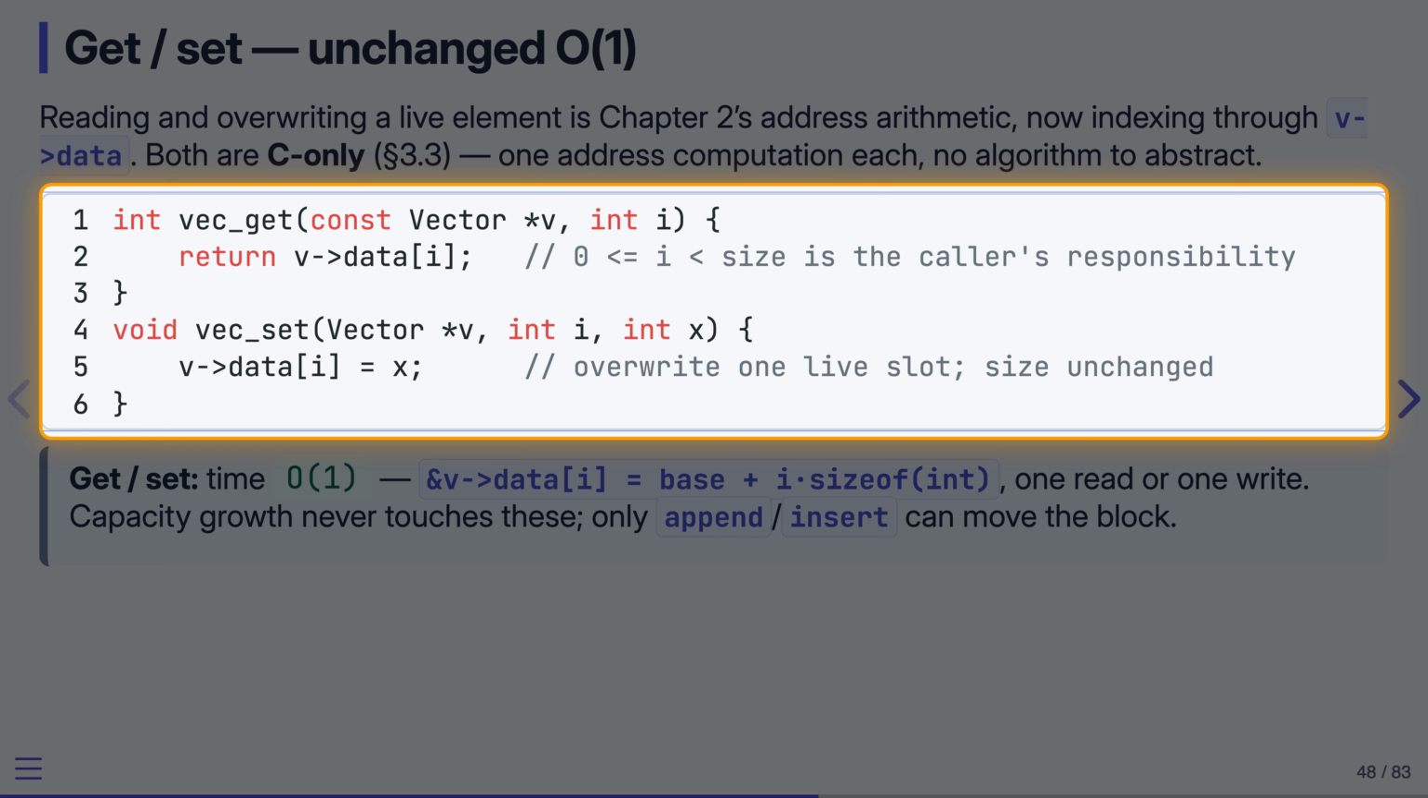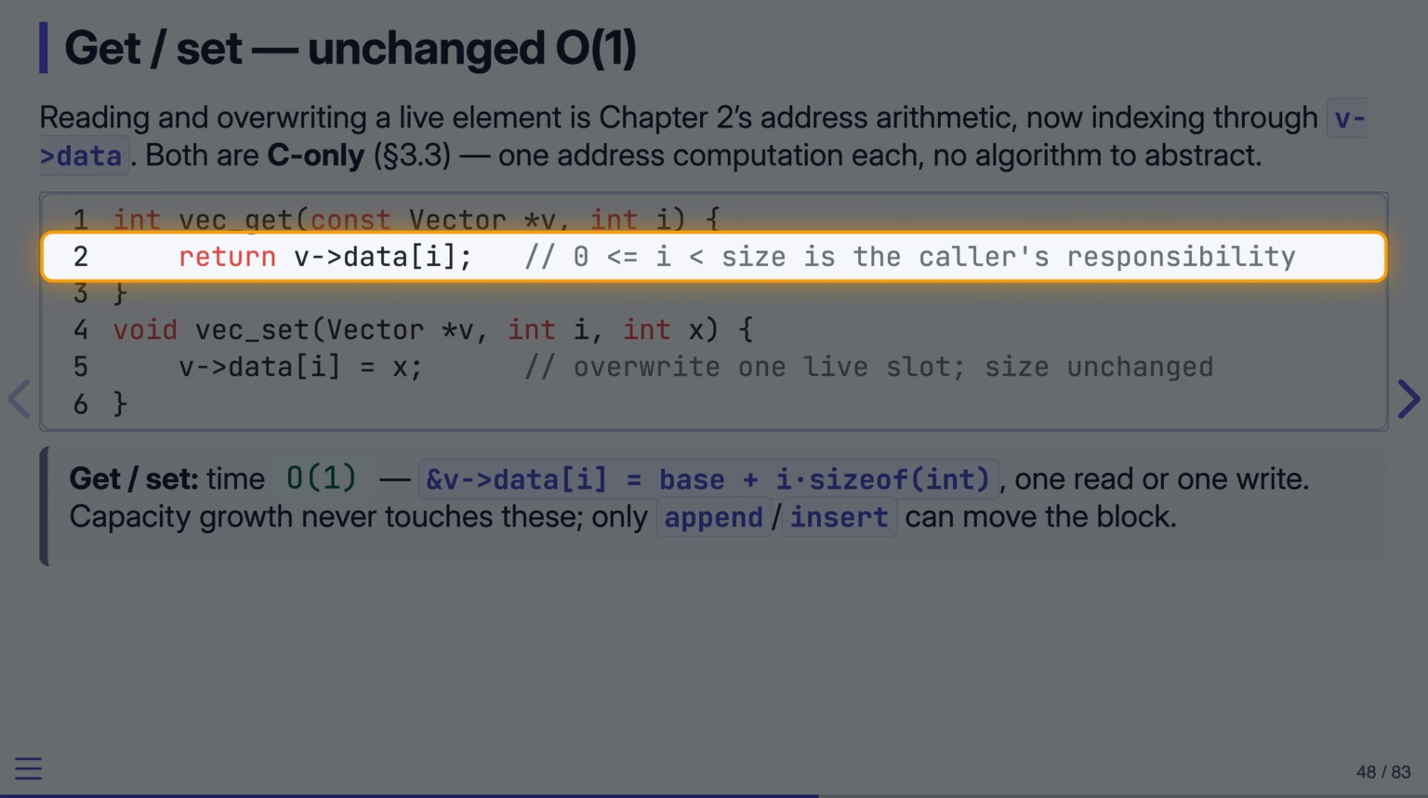Reading and overwriting an element is the same address math from Chapter 2. The only change is that we index through v-arrow data, the pointer to the heap block. Let's look at both. Get is one line. It returns v-arrow data at index. The computer finds the address as base plus I times the size of one int. That is one add, one multiply, and one read.